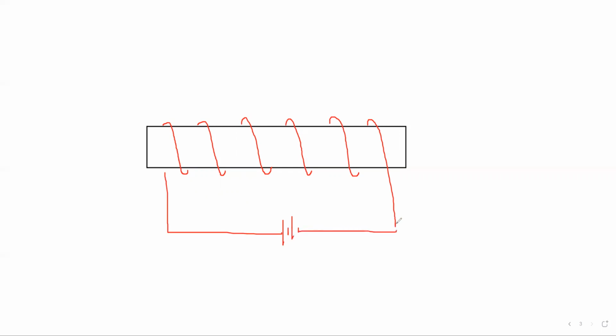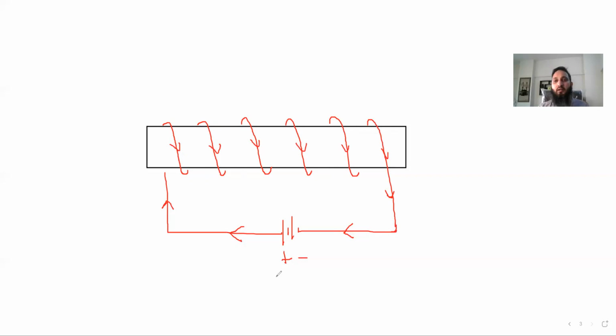Left hand side is positive, right hand side is negative. So when we show the direction of the current, conventional current is from positive to negative. So this is the direction in which the conventional current will flow. Now the question is, sketch the magnetic field for this solenoid. But before sketching it, you should know which side is north and which side is south. For this purpose, you will use the right hand grip rule.